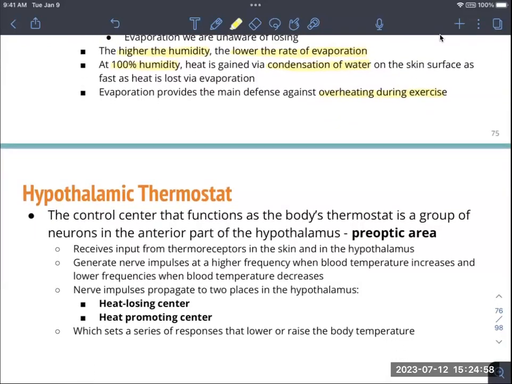Our hypothalamus is our body's thermostat. It regulates your body's temperature. It is in the anterior part of the hypothalamus by the preoptic area, and it receives input from different thermoreceptors. Then it sends out information, with higher frequencies of nerve impulses when blood temperature increases and lower frequencies when blood temperature decreases. These nerve impulses go to the heat losing center or the heat promoting center within the hypothalamus that regulates this thermostat. It sets off different responses that lower or raise your temperature based on these signals.